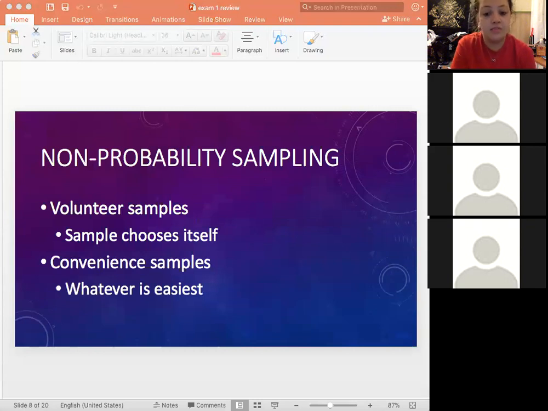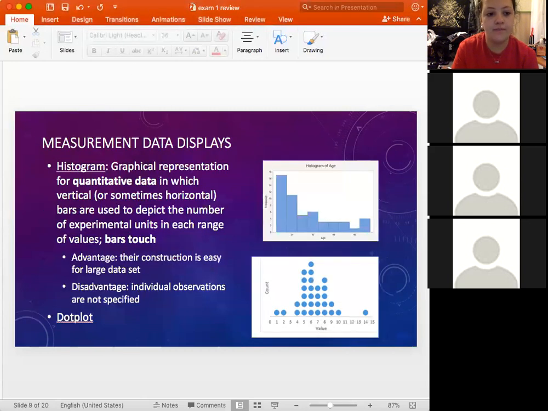Convenient samples just means whatever's easiest. If I'm trying to find information out about all the people at Hershey Park, but I only ask the people who are at the one restaurant I'm at right at the moment, that's going to be a convenient sample, and that's obviously not representative either. So that's why non-probability sampling isn't the preferred method, but these are ideas that you want to understand, just so you know that they are things that go on.